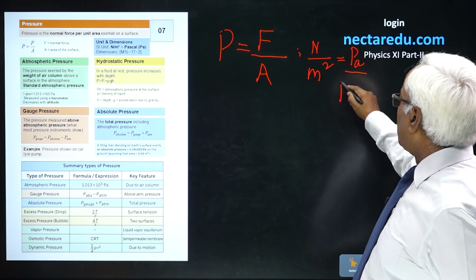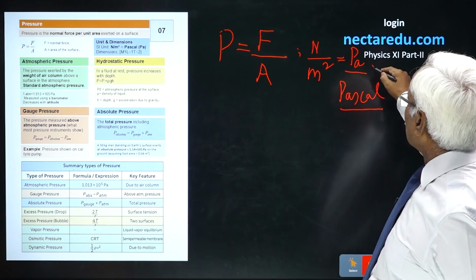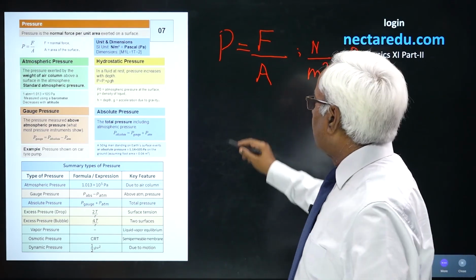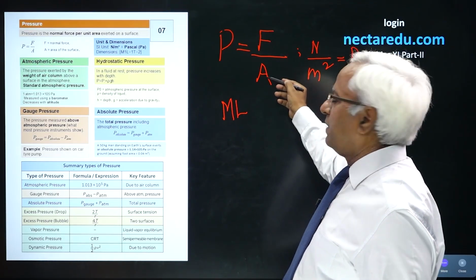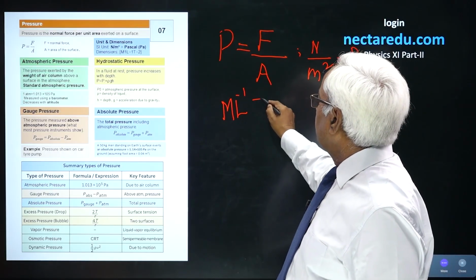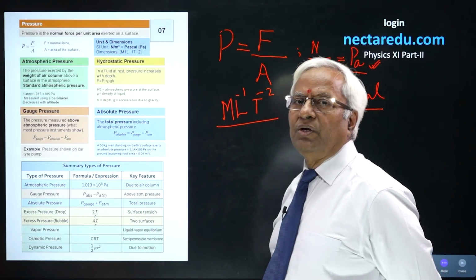His name was Pascal, and this is represented by the short form capital P small a. Its dimension is going to be mLT^-2 upon L^2, and that finally becomes mL^-1 T^-2.